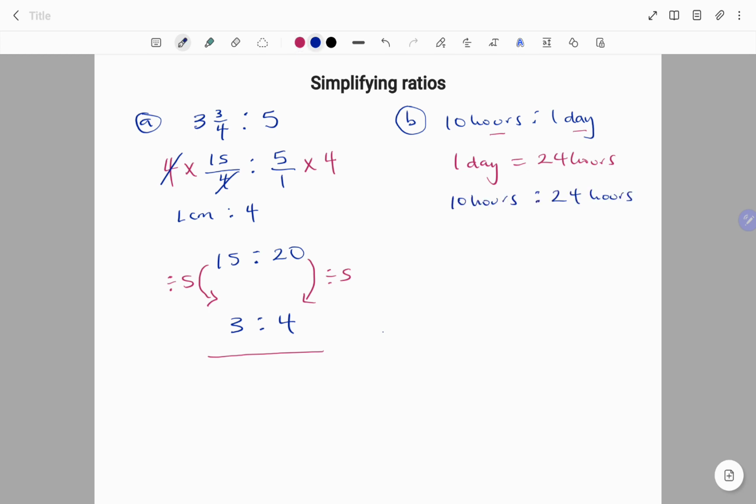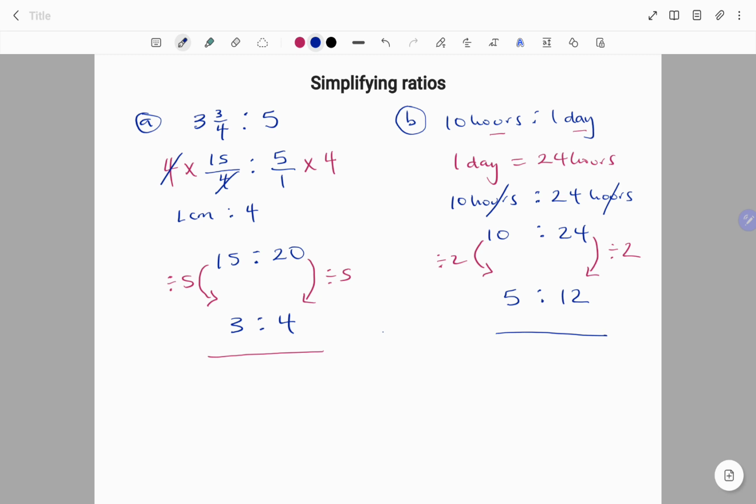We have 10 hours to 24 hours. Once the units are the same, then you can drop your units. We are left with 10 is to 24. The highest common factor for 10 and 24 is 2. So we are going to be dividing both numbers by 2. Always remember, whatever you do on your left, you do on your right, or you do for every value in the ratio. 10 divided by 2 is 5, and 24 divided by 2 is 12. You can't simplify further, so the ratio 10 hours to 1 day, when simplified, will give you 5 to 12.